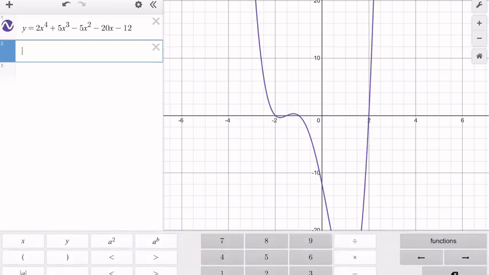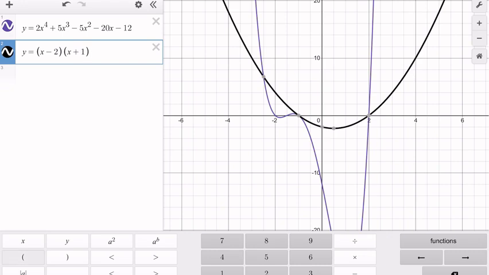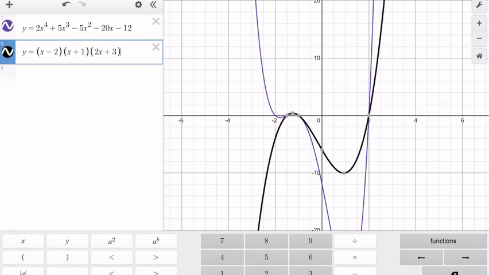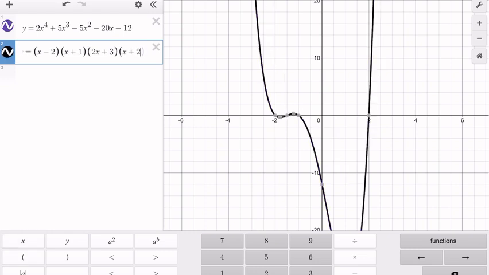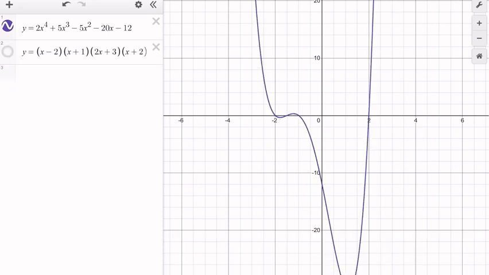So what I'm going to do now, I'm going to take our fully factored equation and see if it's equivalent. So we had x minus 2, x plus 1, 2x plus 3, and finally x plus 2. So, do you see that they're equivalent? They are. So this helps us with seeing that we did factor correctly.